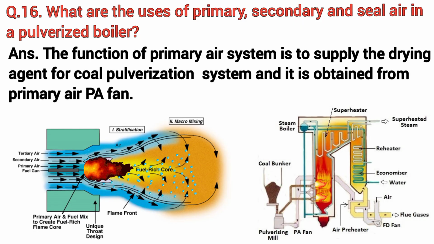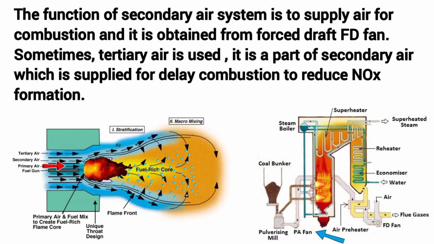The function of the primary air system is to supply the drying agent for the coal pulverization system, and it is obtained from the primary air power fan. The function of the secondary air system is to supply air for combustion, and it is obtained from the forced draft (FD) fan. Sometimes tertiary air is used. It is a part of the secondary air which is supplied for delayed combustion to reduce NOx formation.